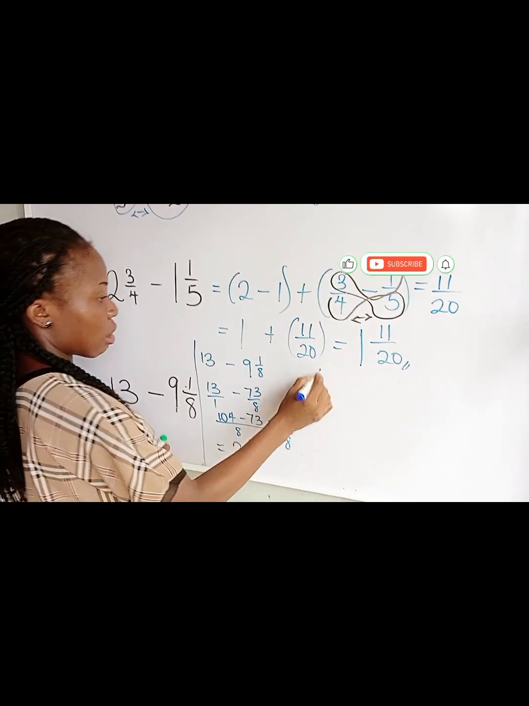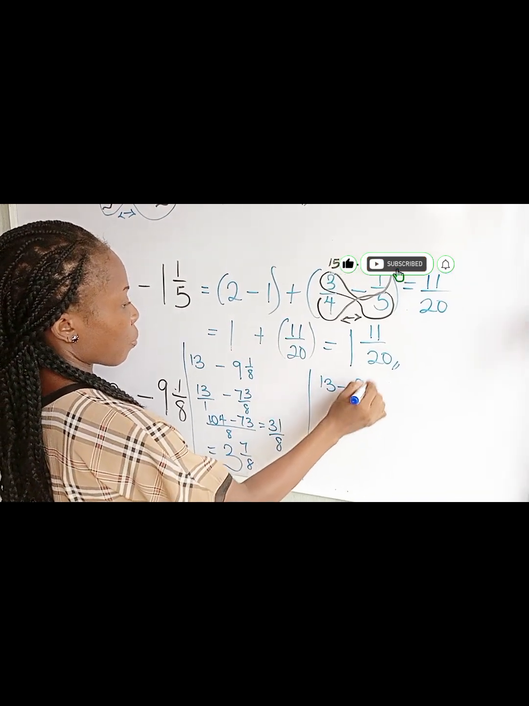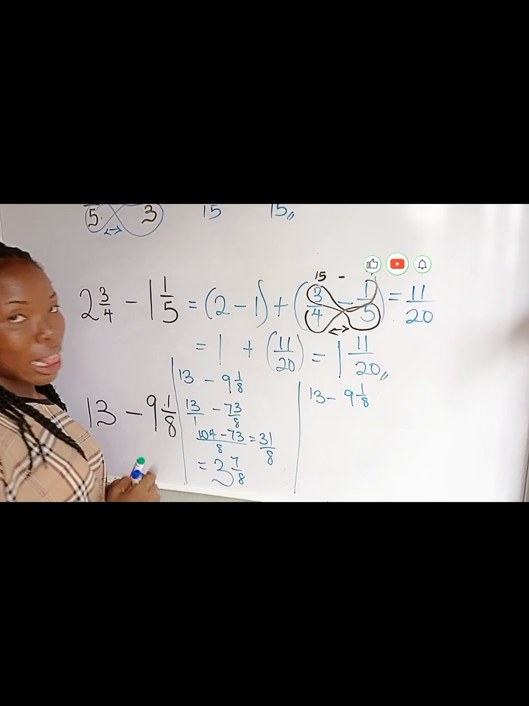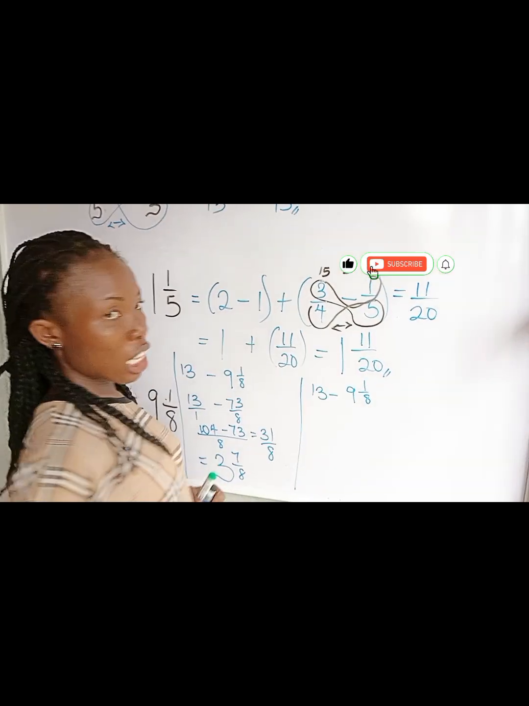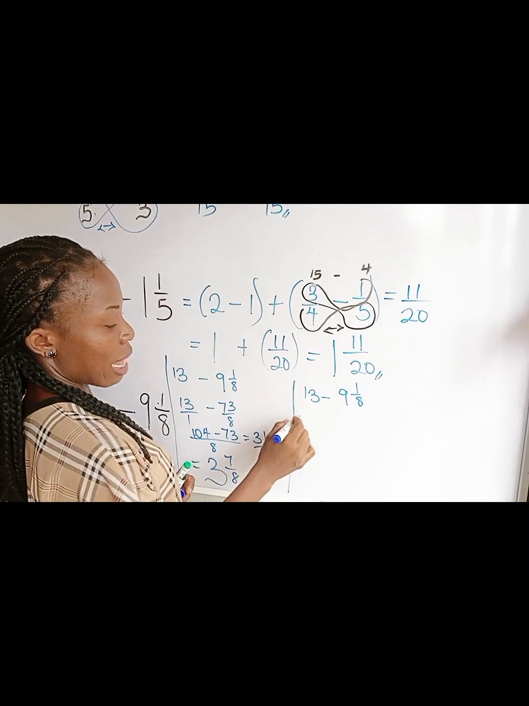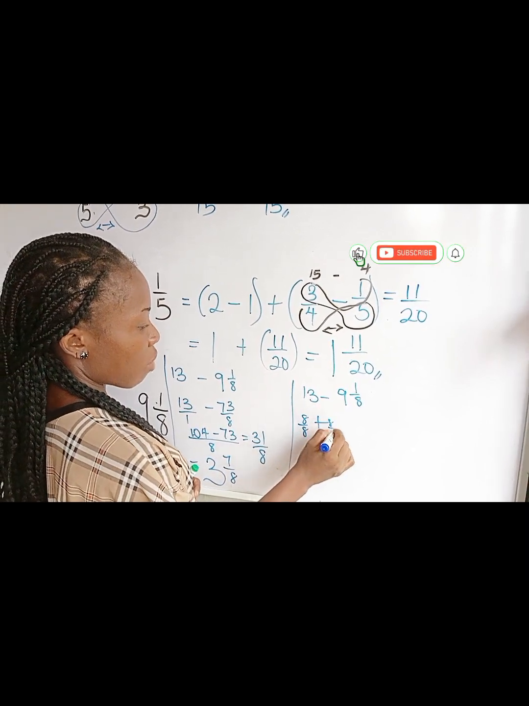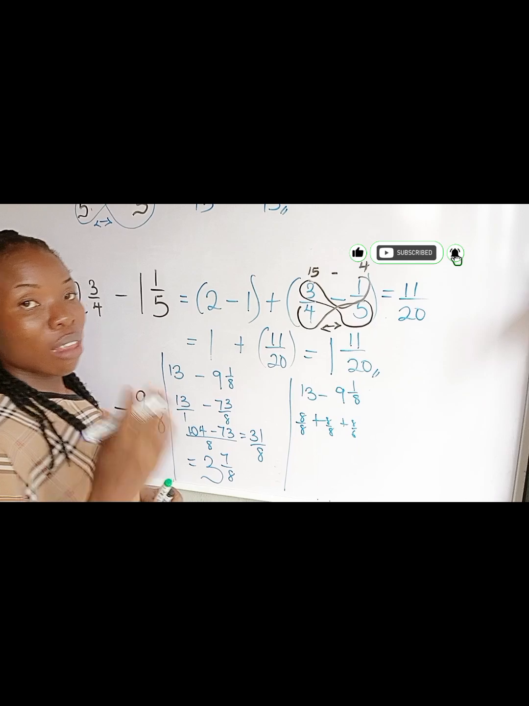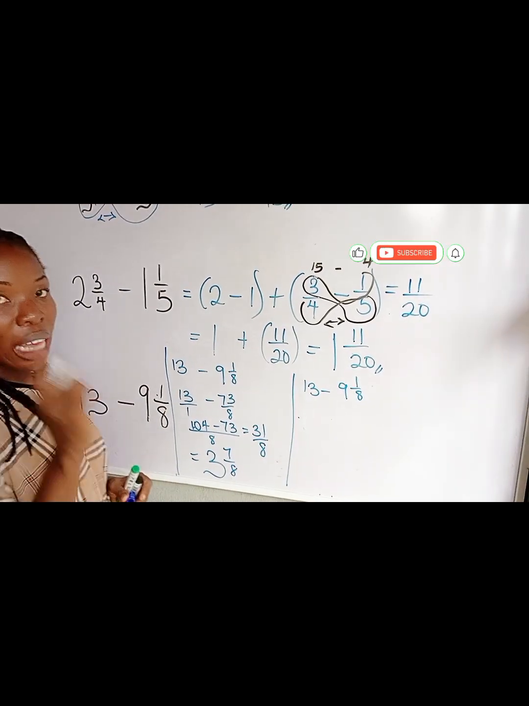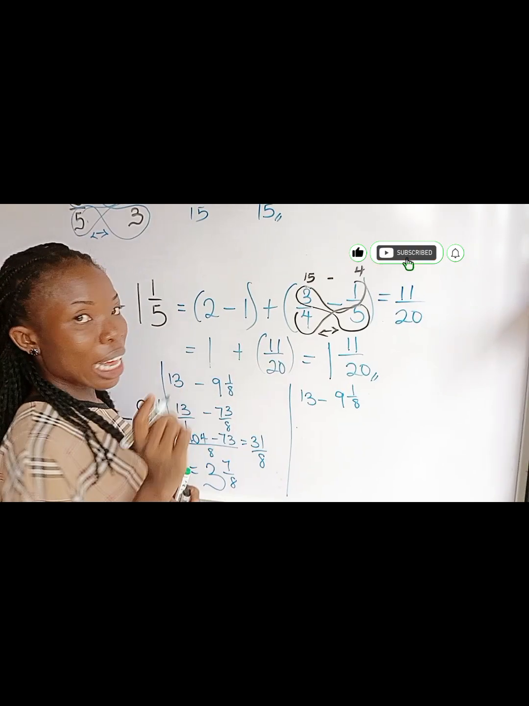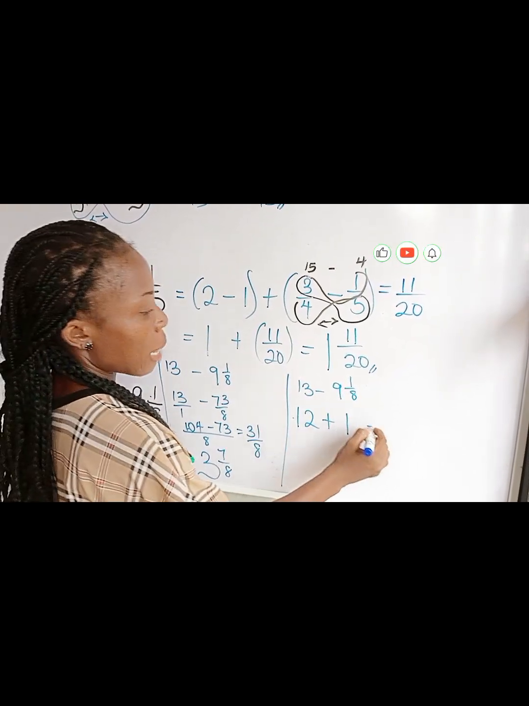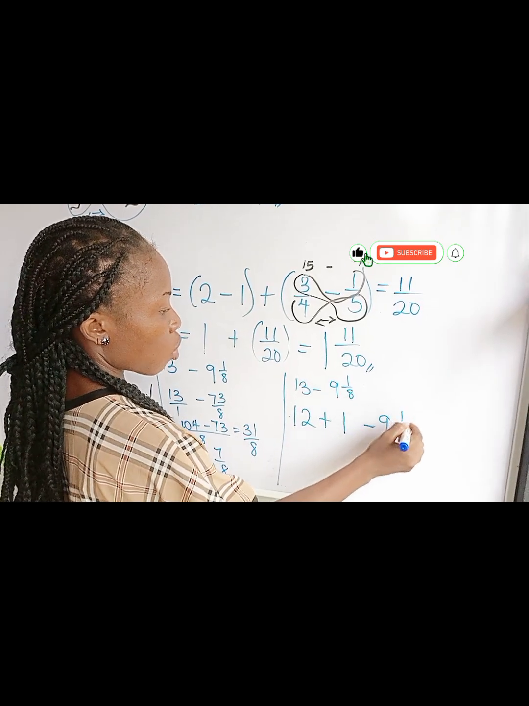Now the next method is this. For every one whole number in 13, let's understand that it is going to be the denominator over itself. Now, it means in this 13 we have 8 over 8 plus 8 over 8 plus 8 over 8 until it's 13. So it means that for every one in 13 is 8 over 8, meaning that 13 can also be written as 12 plus 1, minus this 9, 1 all over 8.